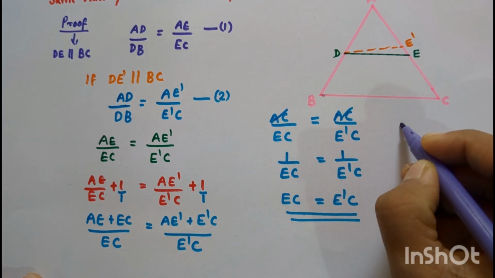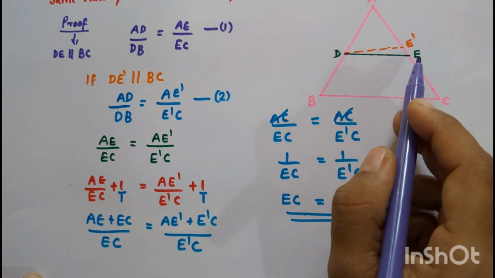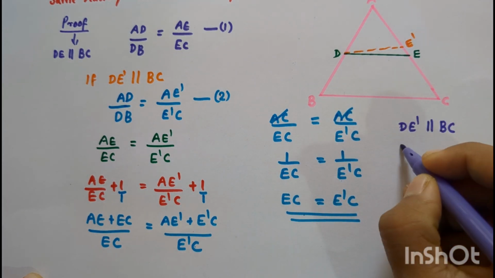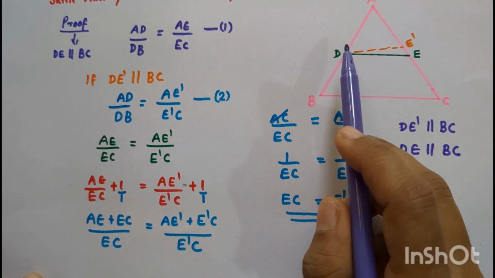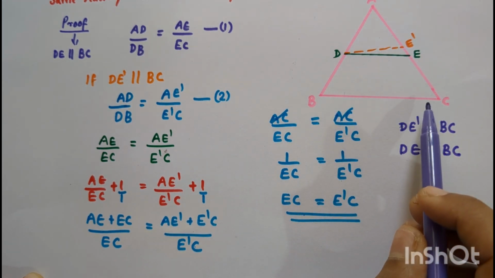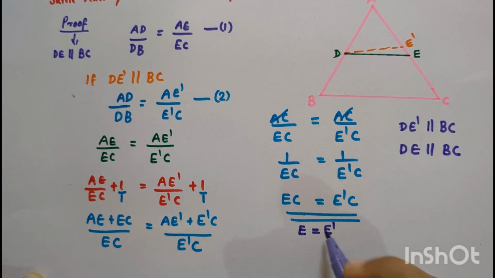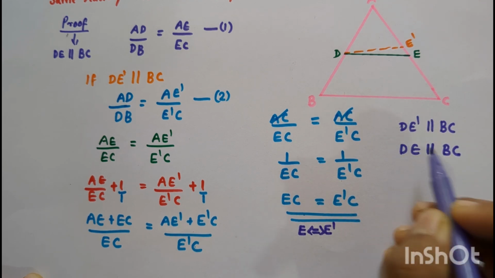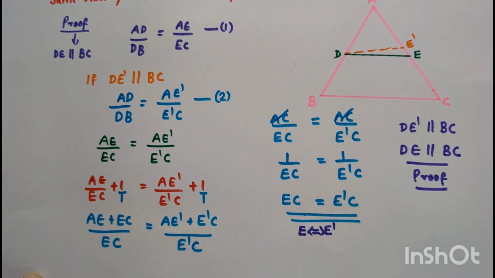Since DE dash is parallel to BC, and E dash and E coincide, DE must also be parallel to BC, because we have assumed that DE dash is parallel to BC. We got the result EC is equal to E dash C. This is possible only if E dash and E coincide, that is, if they are at the same place. So if DE dash is parallel to BC, then DE will automatically be parallel to BC. This is the proof of this theorem.